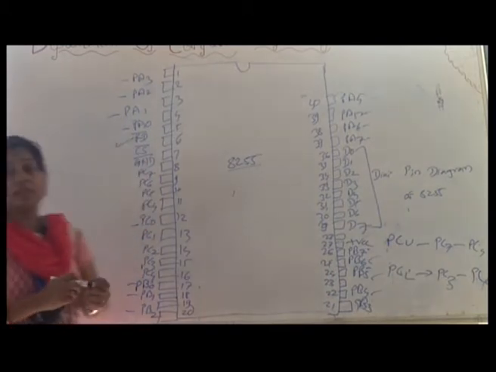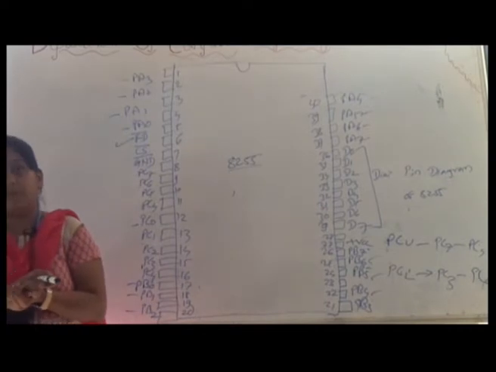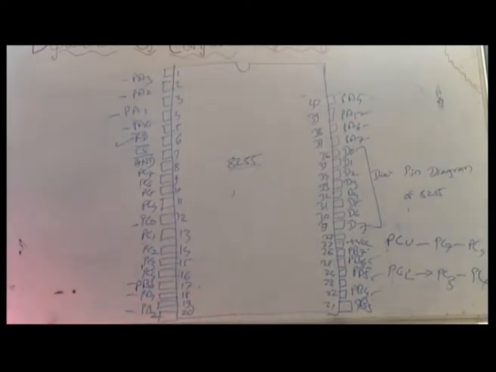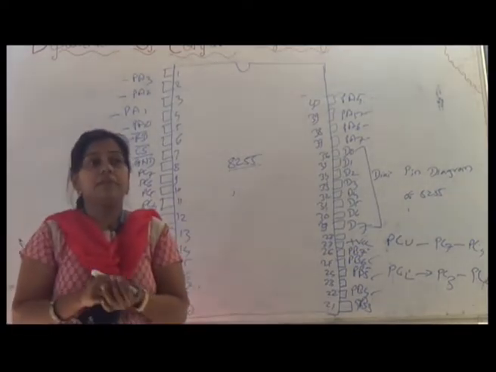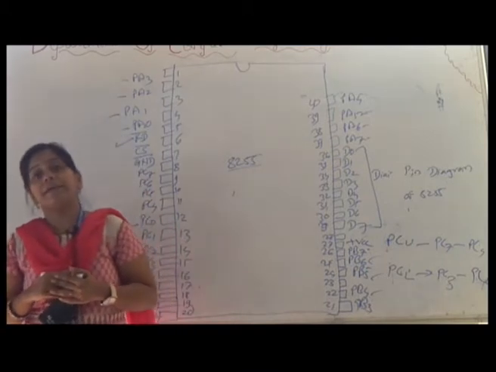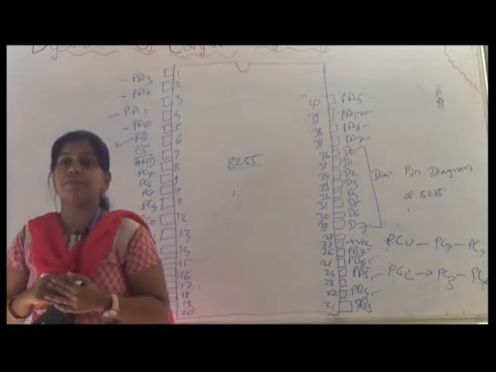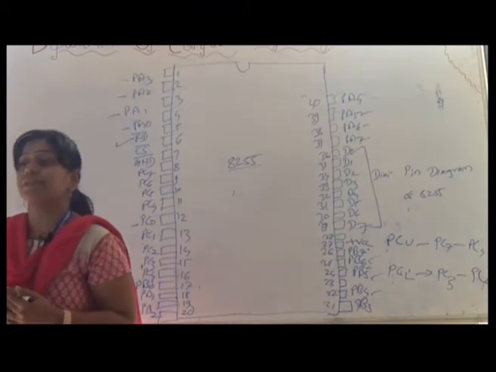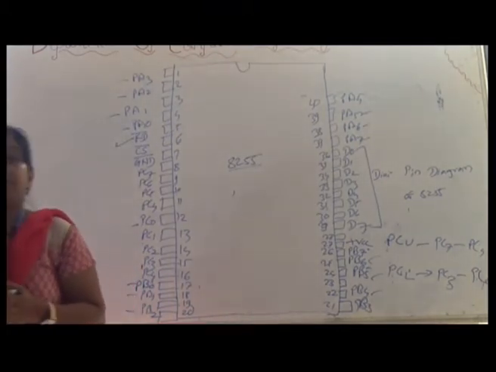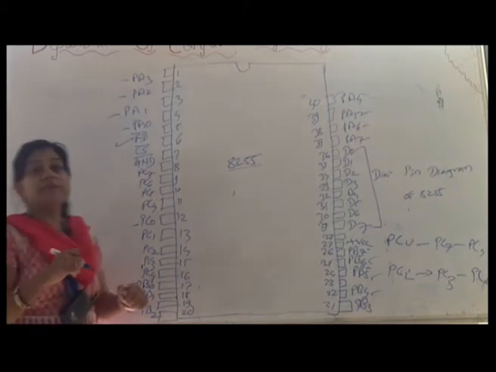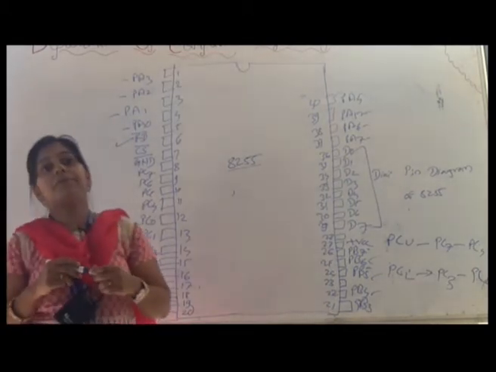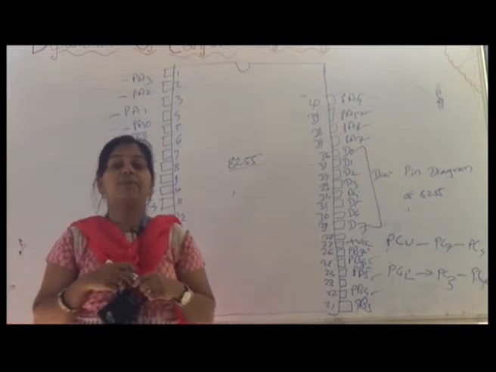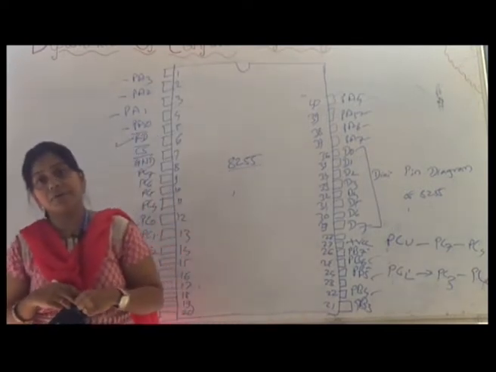Now we'll see the next pin, the read pin. Whenever this read pin is low, the CPU reads the data from the ports, as well as the status word from the ports. And the next pin is the write pin. Whenever this write pin is low, the CPU writes the data to the ports as well as the control word to the port.